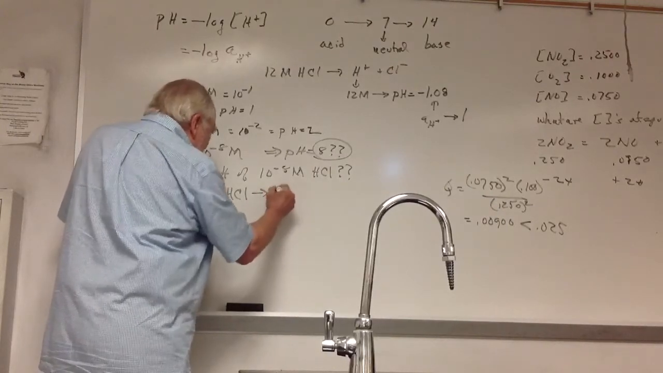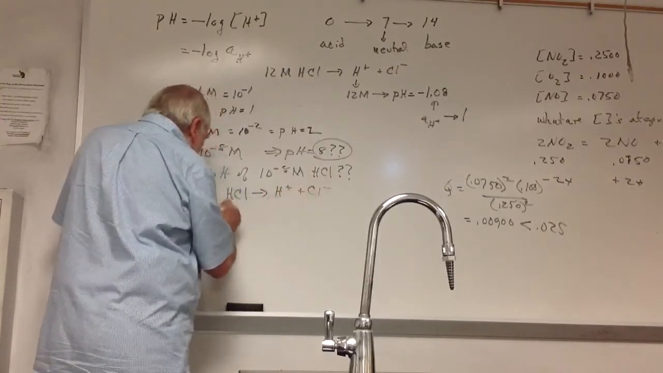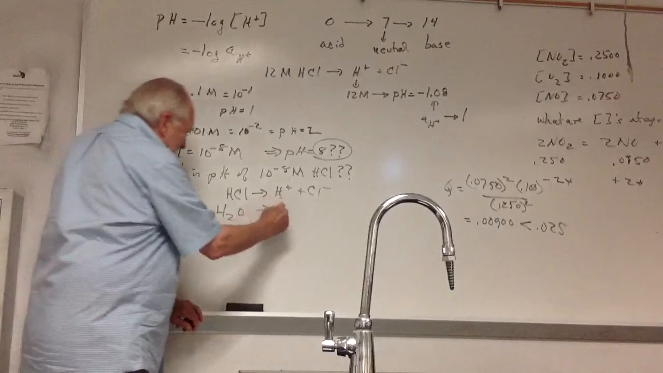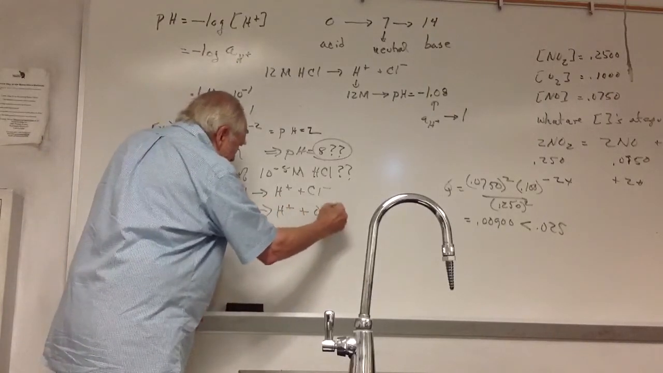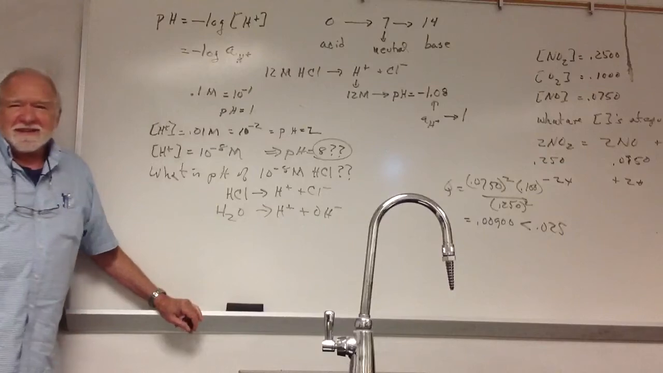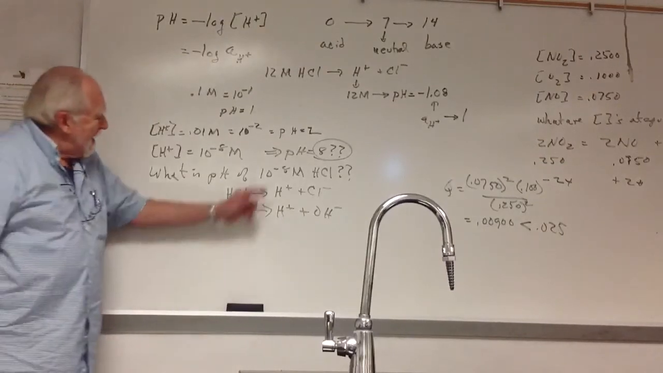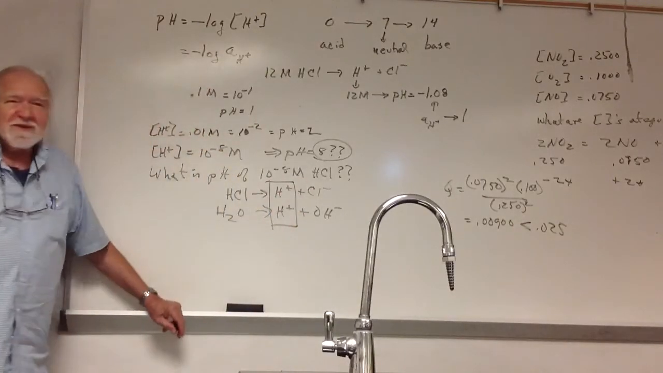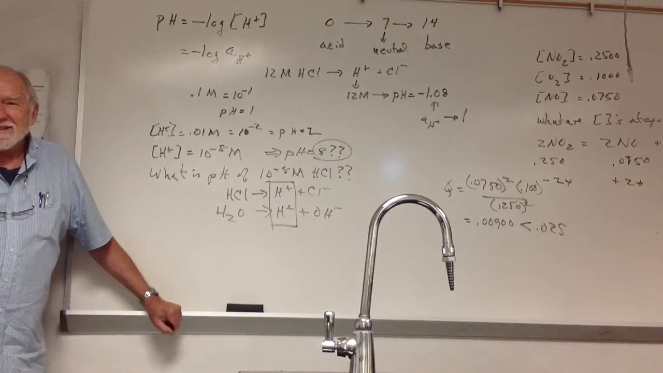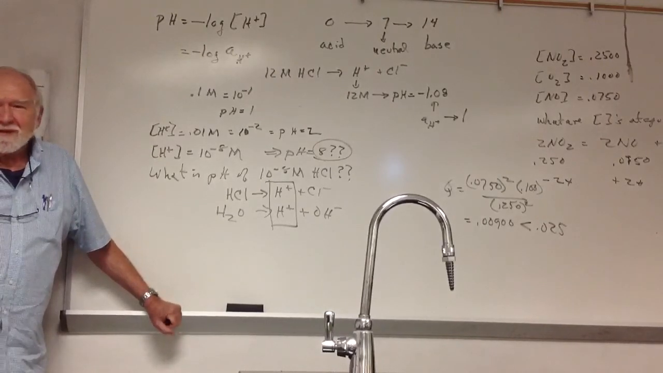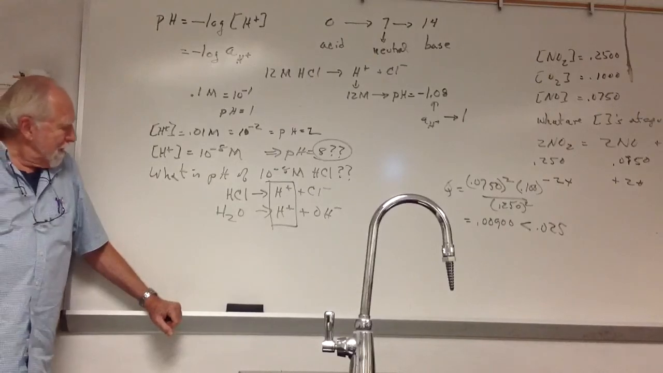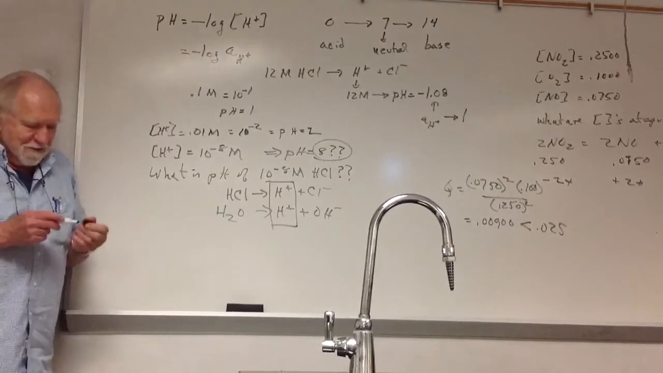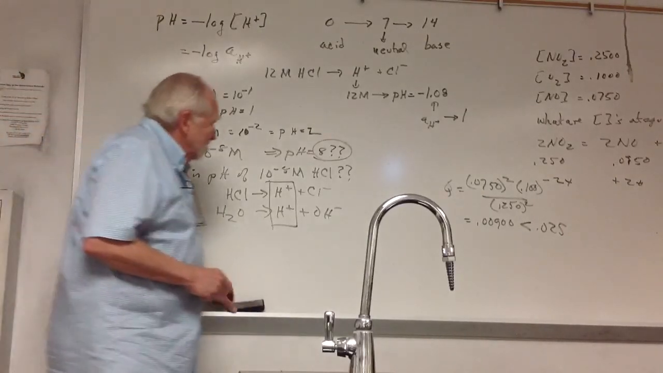HCl gives you hydrogen ion and chloride ions. Water gives you hydrogen ions and hydroxide ions. And so when you get down to this low concentration, you have to take both sources of hydrogen ion into consideration. So I'll let you think about that problem until the next time, and I'm going to move on.